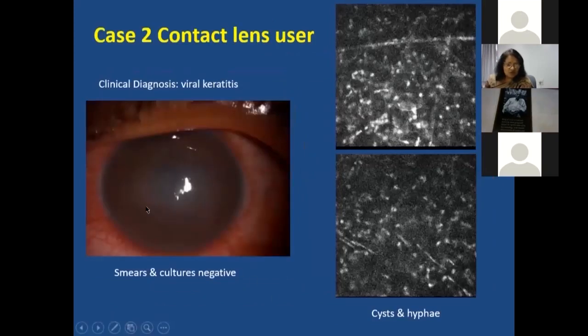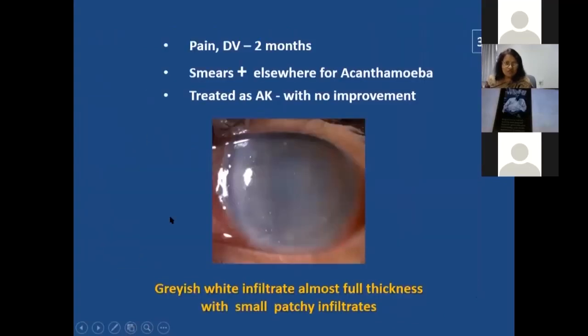Once again, this is a contact lens wearer with a 2-day history, and we thought it looked like a viral keratitis. The smears and the cultures were negative, but on the confocal, you find both cysts as well as hyphae. Coming to this case, a patient has been treated elsewhere for 2 months, has a grayish-white infiltrate, which is almost full thickness, a small patchy infiltrate.